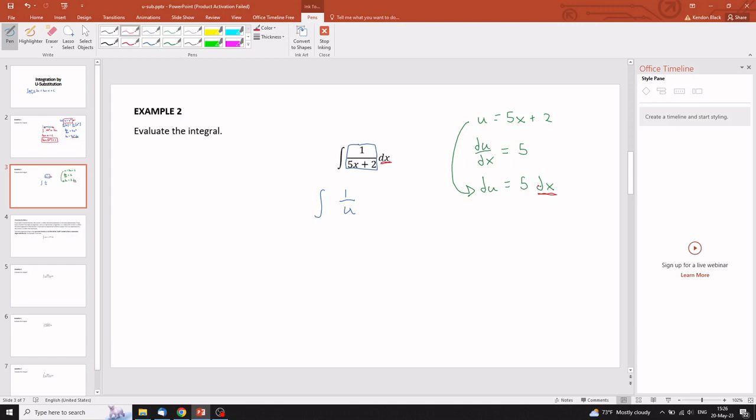Now there's two ways of doing this. I'm going to show you both ways, and I'm going to let you choose which way makes the most sense to you, which way do you think is easier, and then you can go ahead and use that way for every problem from now on. But to start, I'm going to show you both ways.